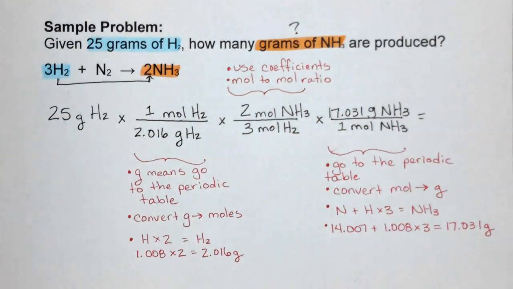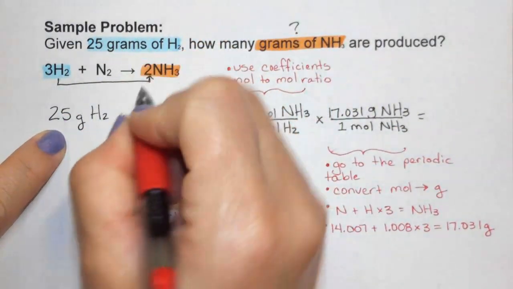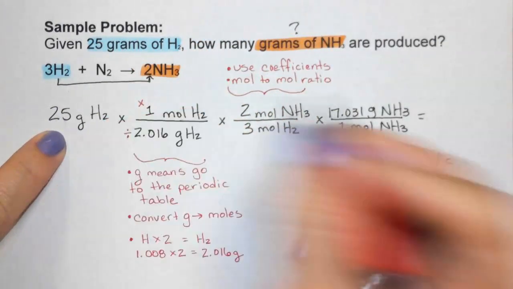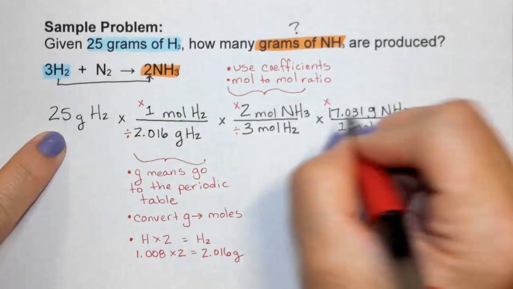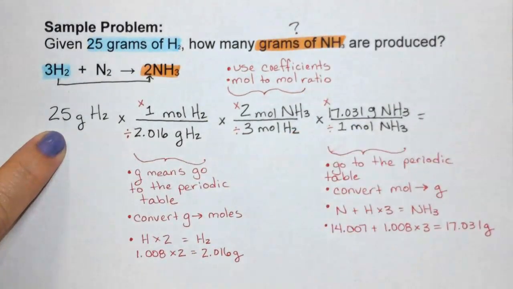Now we can get our final answer. We're going to type in this number. We're going to hit times the top divided by the bottom, times the top divided by the bottom, times the top divided by the bottom.